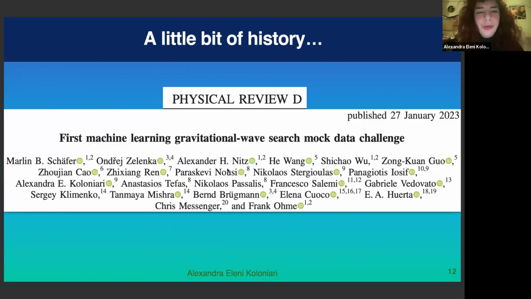Now, moving on, we can talk about a little bit of history, exactly because there was a need to create more rapid pipelines. Here is where the first machine learning gravitational wave search mock data challenge comes into play. And the goal of that challenge was to basically let different groups create neural networks and see if those neural networks can detect gravitational waves in a specific setup, and if they can actually compete with two traditional pipelines, CWB, which uses wavelets, and PyCBC, which uses match filtering.